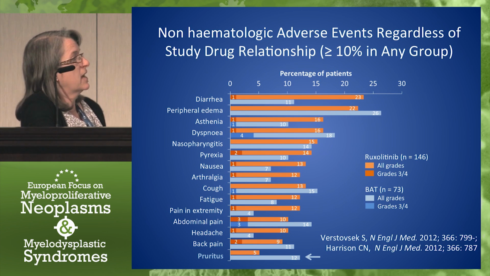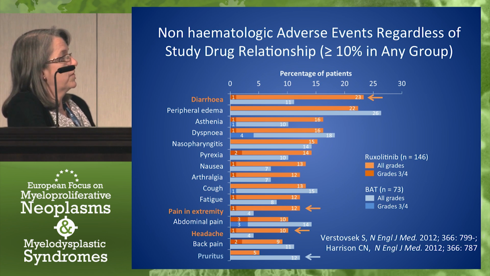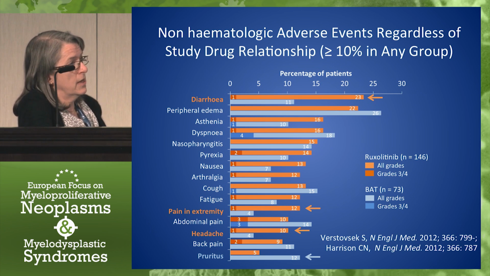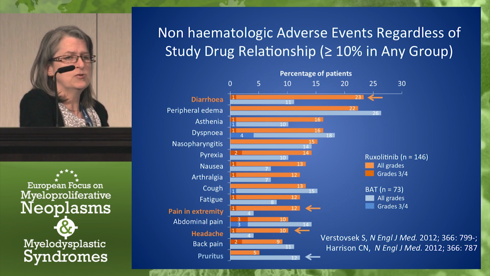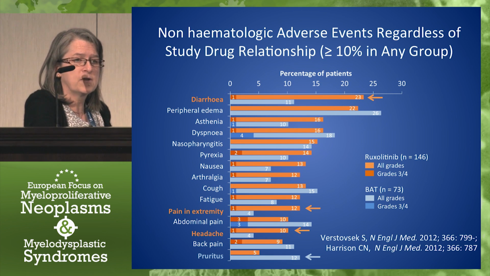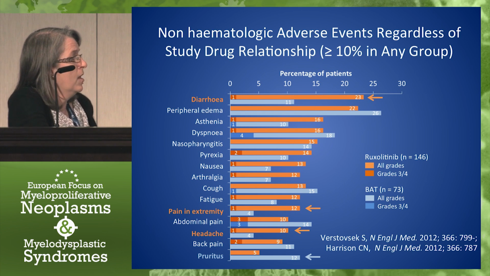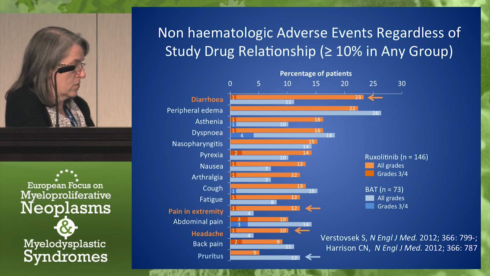Similarly, you can get this type of picture where you get a number of different side effects occurring, both grade 3 and 4 and all grades. And perhaps some of them you might draw out a little further, diarrhea, but there's no real specific need to look at how to manage this further. Most patients tolerate it and feel so much better on the ruxolitinib. Pain in the extremities and headache are also reported.